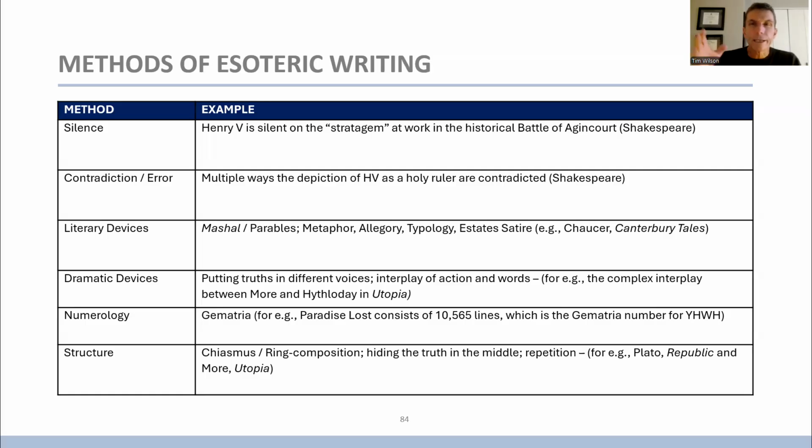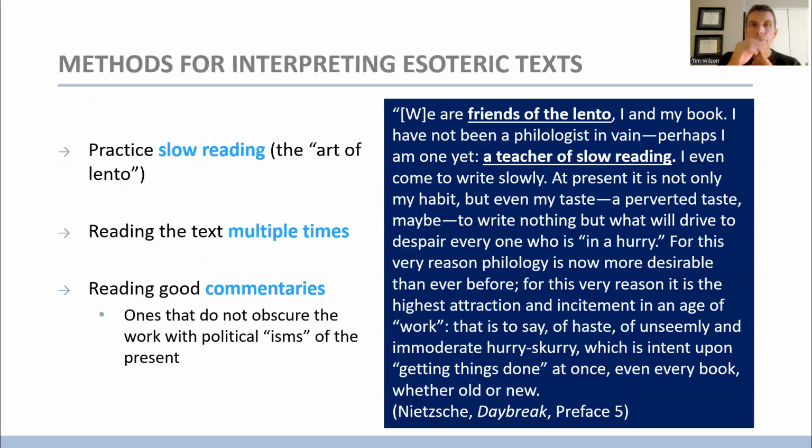In those works, we'll look at the structure as ring compositions or chiastic compositions, and how More's Utopia is a reversal of the structure, equally chiastic, but reversing the structure that Plato puts together in the Republic. So again, methods for interpreting those esoteric texts. Those are some of the devices that authors are going to employ. How are we going to try to detect these things?